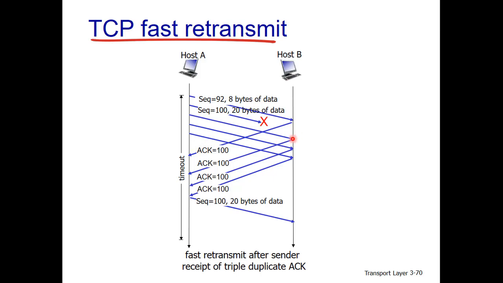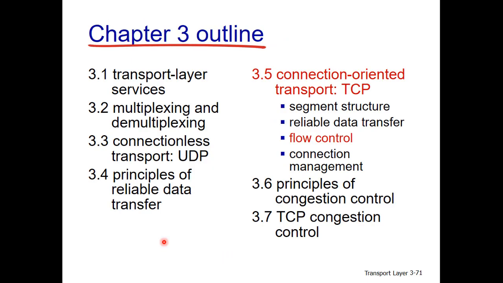When it received this next packet, it again sent acknowledgement 100, then again. Now the sender receives triple duplicate ACKs. Once it receives a triple duplicate ACK, it immediately retransmits the packet with sequence number 100 instead of waiting for a timeout. So it's a fast retransmission: it retransmitted fast instead of waiting for a timeout event to occur.